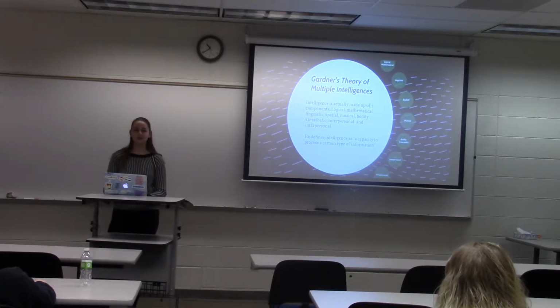He said that intelligence was made up of 7 different components: logical, mathematical, linguistic, spatial, musical, bodily kinesthetic, interpersonal, and intrapersonal. At this time, he defined intelligence as a capacity to process a certain type of information, and he basically said that each of his types of intelligence fit into this definition.